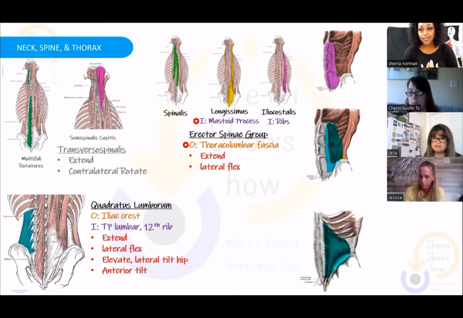Okay. And then of course, anterior tilt, because besides tilting like this, we have this as well. And when you have an anterior tilt, you can feel how short and tight your QL is back here. Okay. So you want to know those. You want to know how QL tilts the hip. Okay. Side to side, front to back.